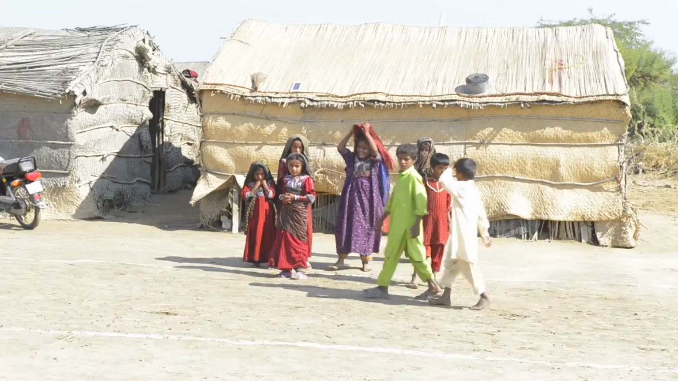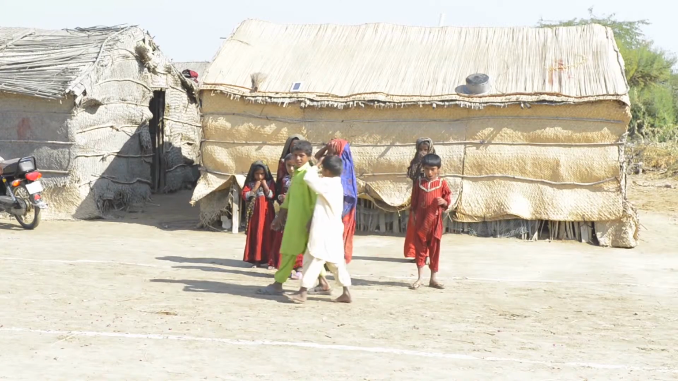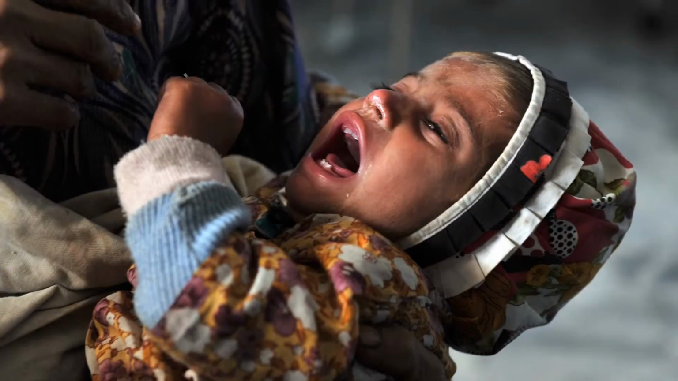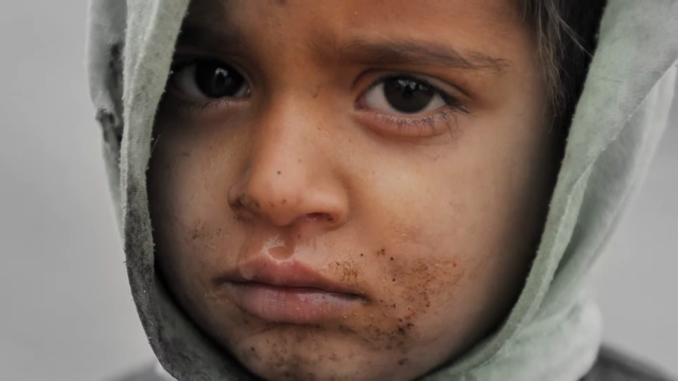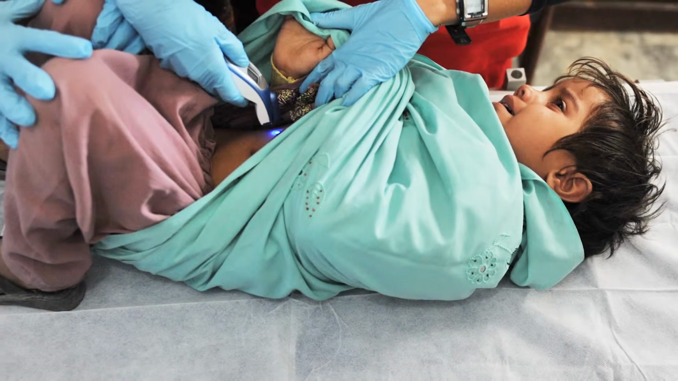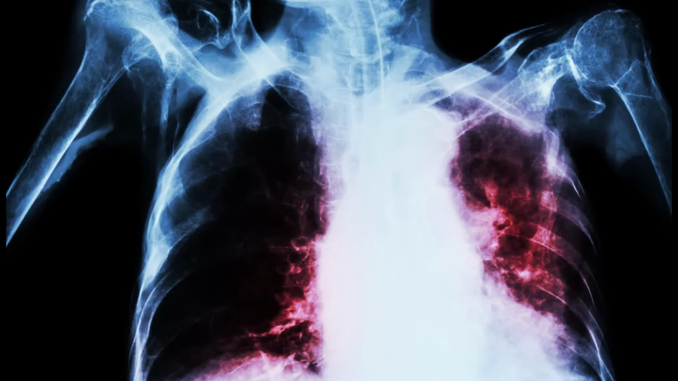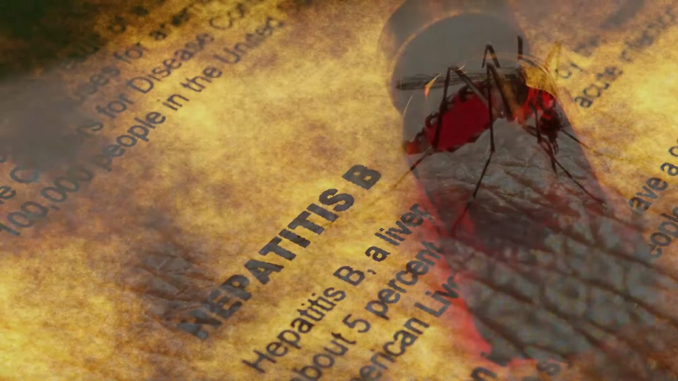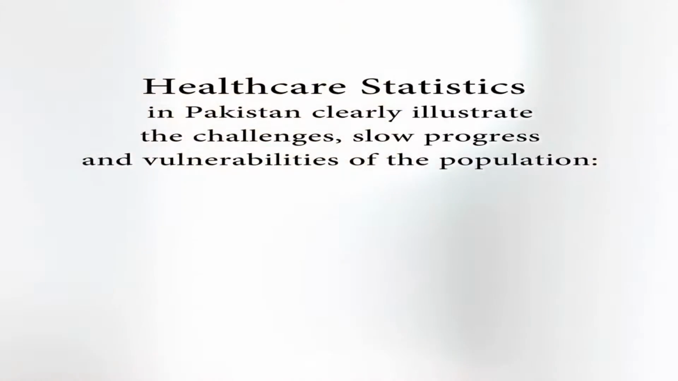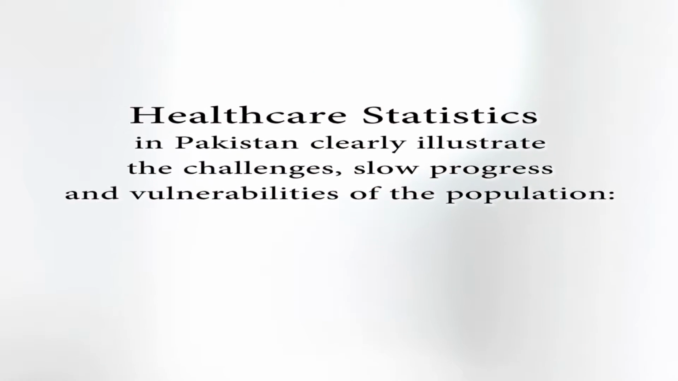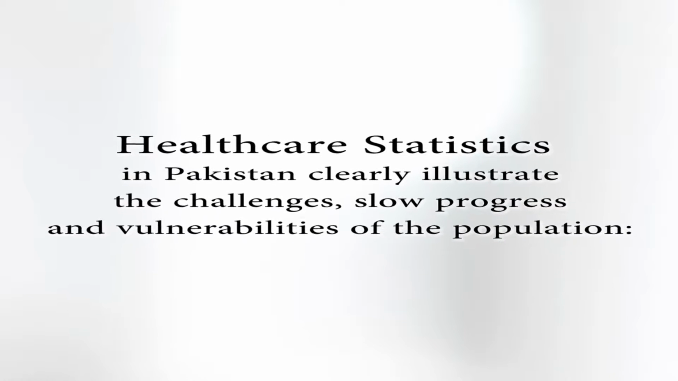The country has to contend with its suboptimal healthcare indicators related to higher maternal mortality rates, infant mortality rates, under 5 child mortality rates, and a high burden of communicable diseases such as tuberculosis, malaria, and hepatitis B and C. Healthcare statistics in Pakistan clearly illustrate the challenges, slow progress, and vulnerabilities of the population.